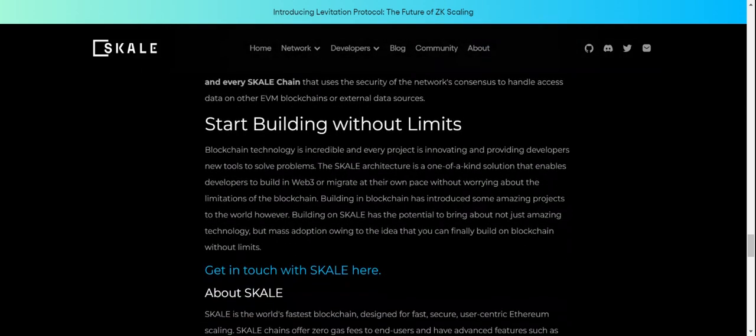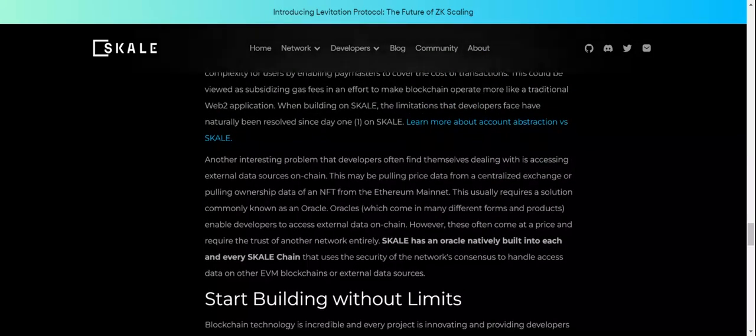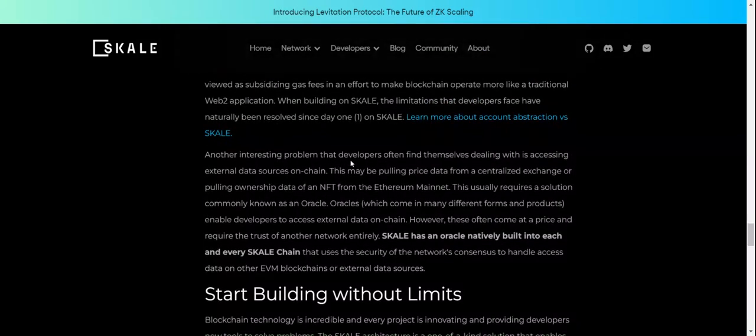If you wan start to dey build on top scale, another interesting problem wey developers dey find themselves wey dem dey deal with na accessing external data source on chain. Dis one fit dey pull the price data from centralized exchange or pull ownership data for NFT from Ethereum mainnet. Dis one dey usually require solution wey we dey call oracle.